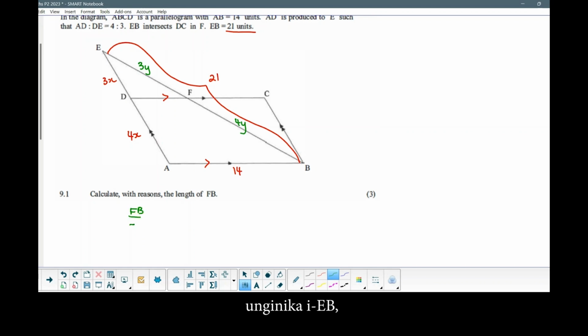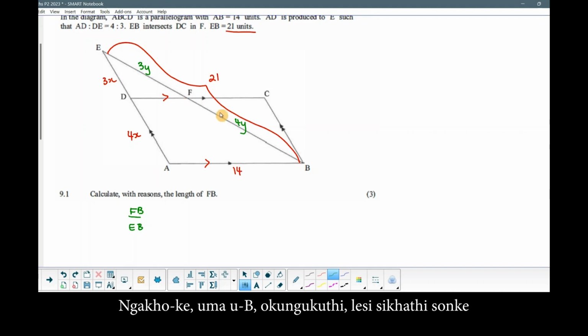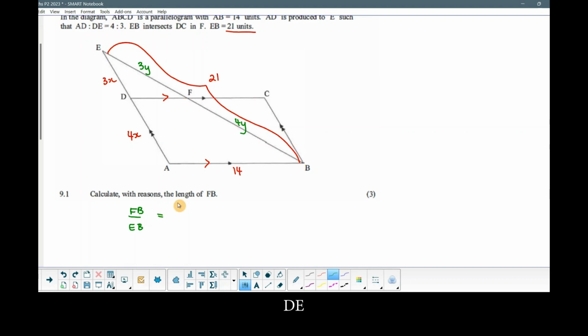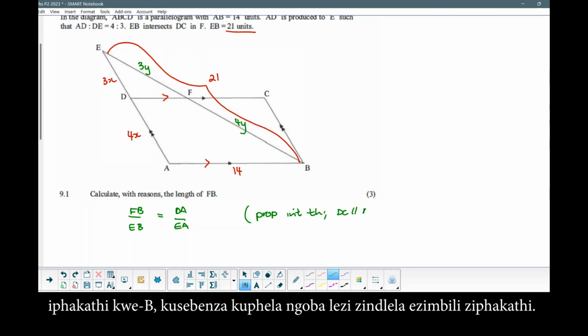So FB over EB, that's the whole length. So FB, which is this length over the whole thing, is equal to DA over EA. And we call that the prop-intercept theorem because DC is parallel to AB. It only works because those two lines are parallel.